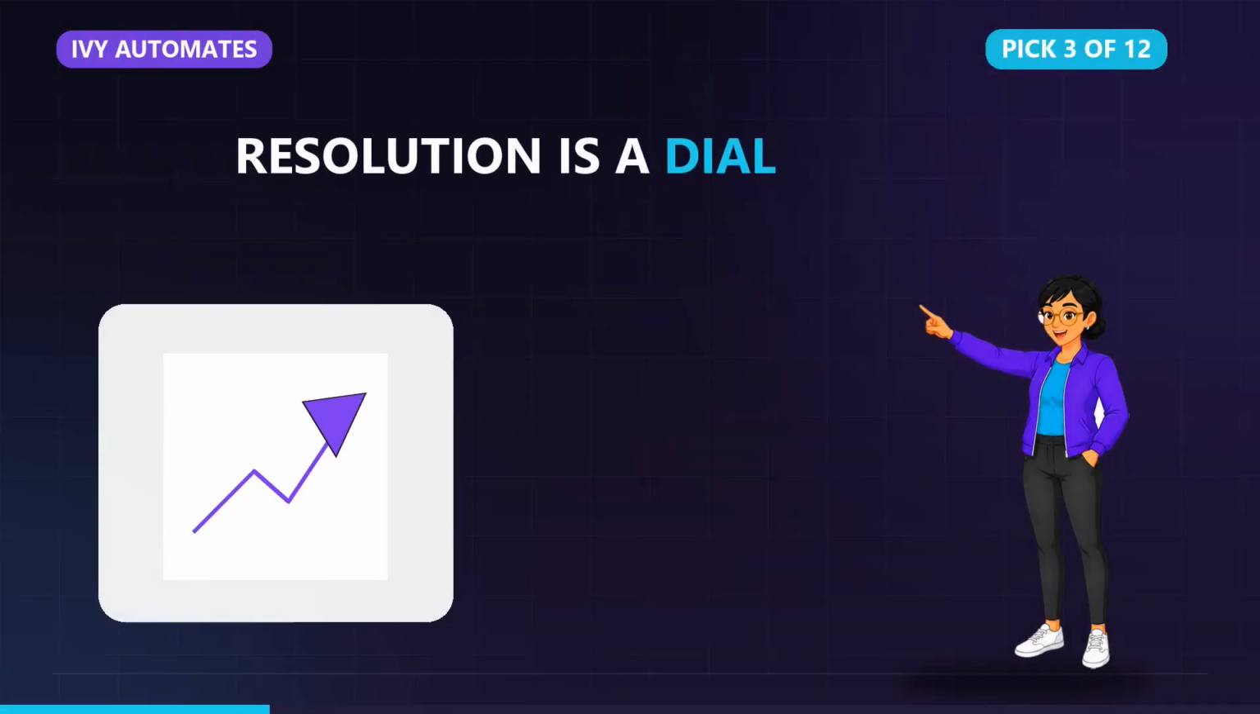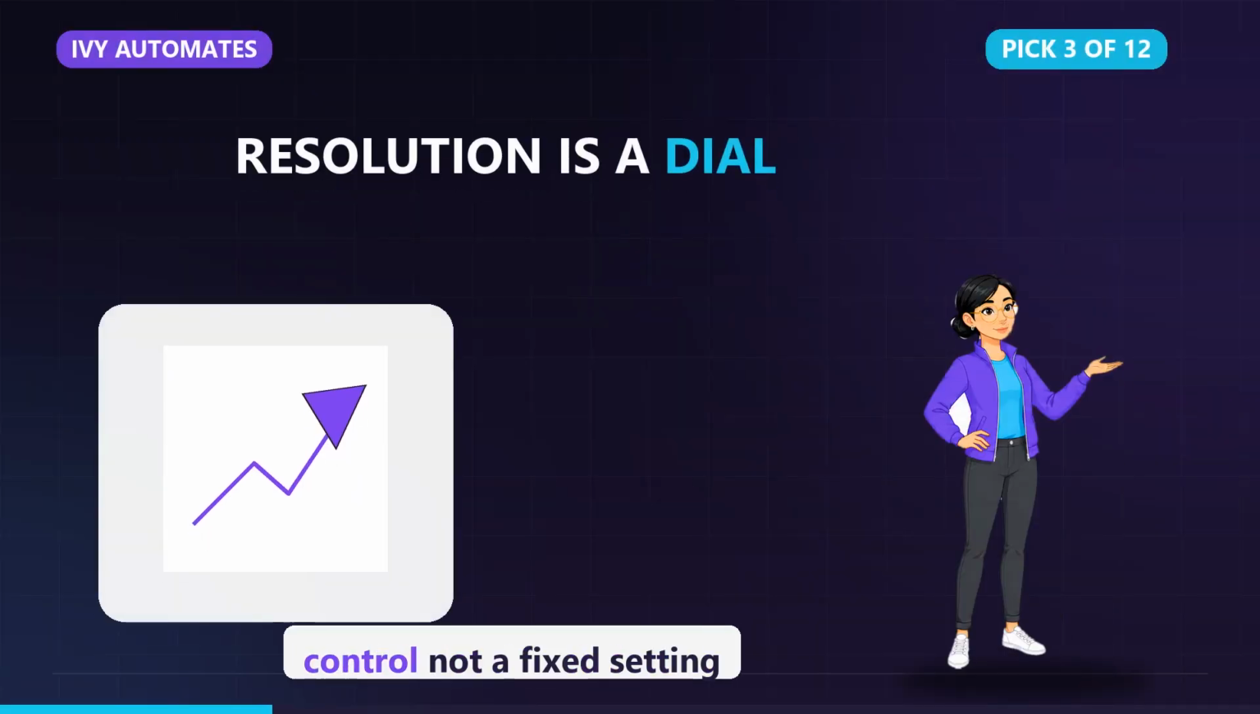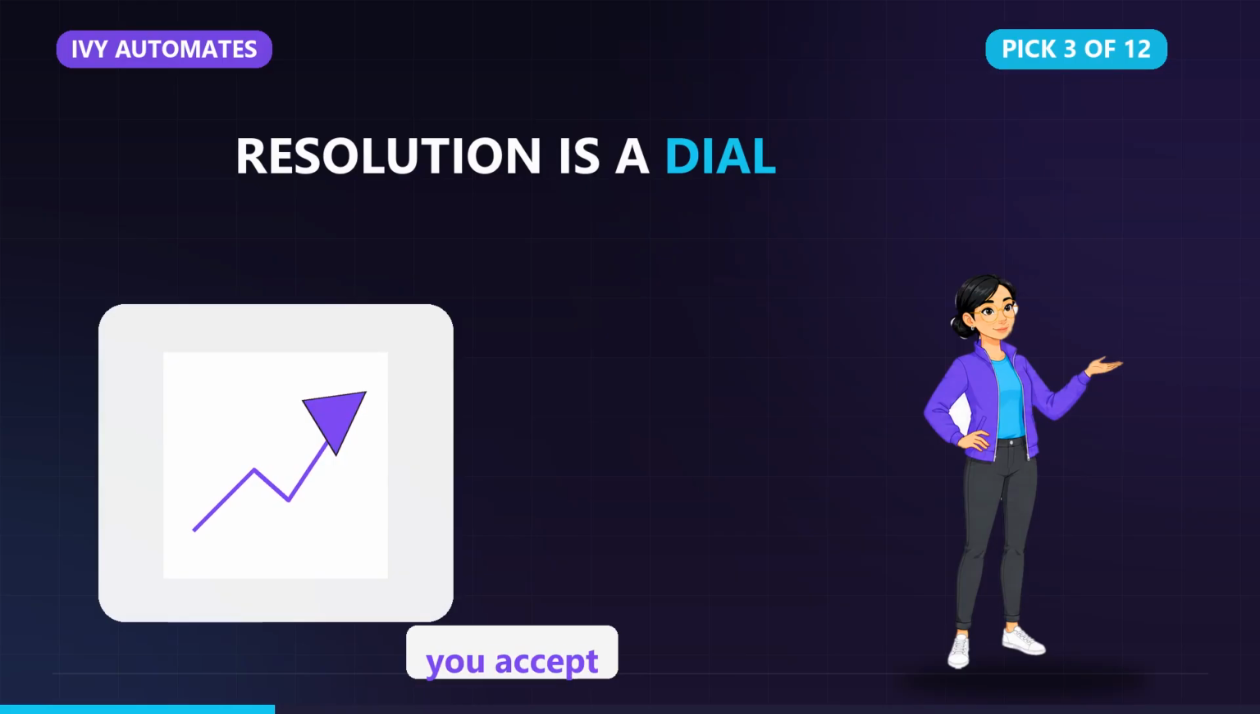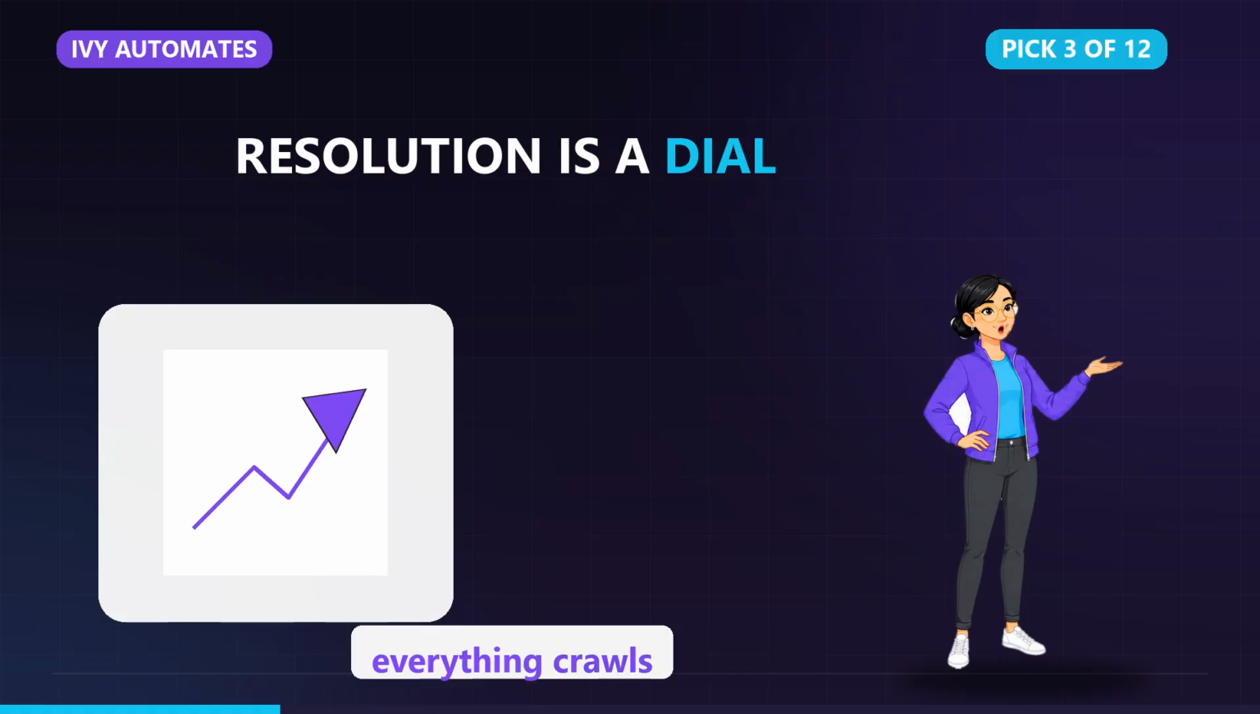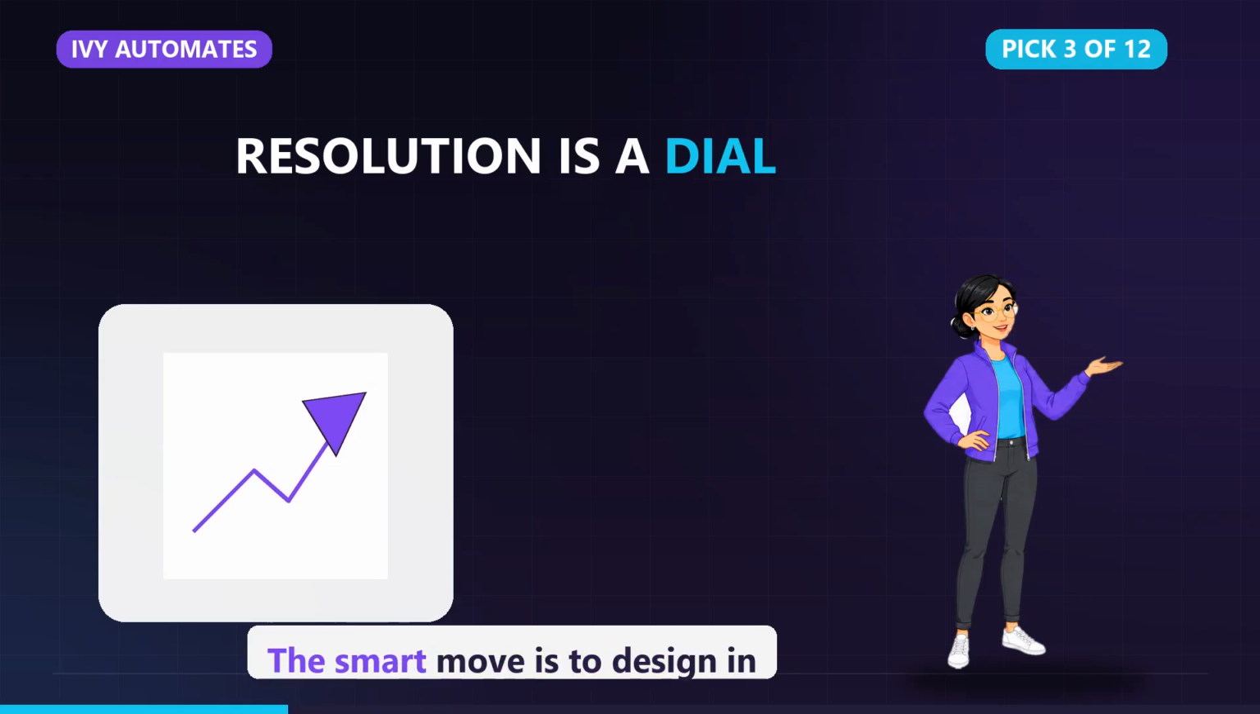Pick 3. Resolution is a dial you control, not a fixed setting you accept. Beginners pick the biggest number they can and wonder why everything crawls. Bigger frames mean more pixels to compute every single step, so cost climbs fast. The smart move is to design in stages.